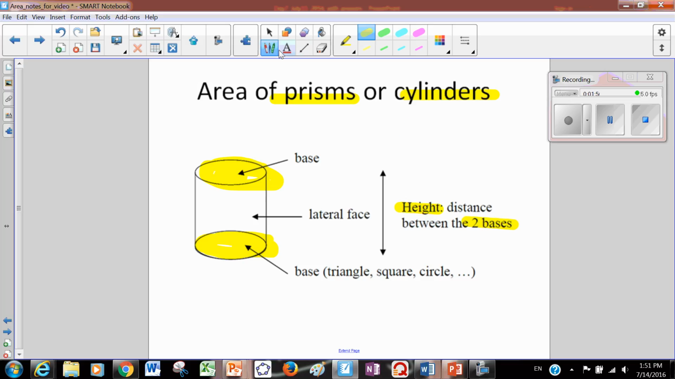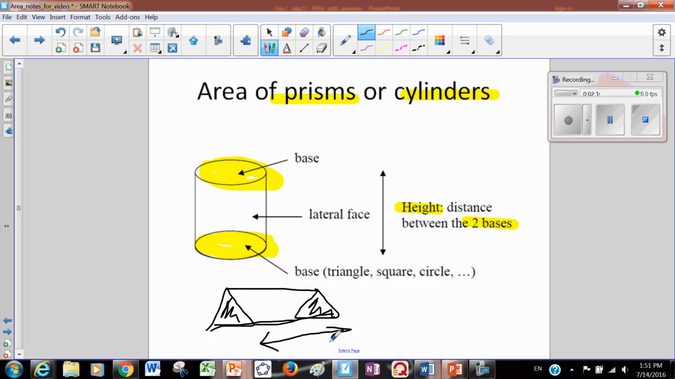Okay, so for example, if we have a triangular prism, we're going to have two triangles that are the same. The base is not necessarily the shape at the bottom. It's the shape that is repeated twice. So that would be the base. And the height would be the distance between the two bases. And what we call the lateral face is what's around the shape here. Or in this case, it would be what's around here. Okay, now that works for prisms or cylinders.